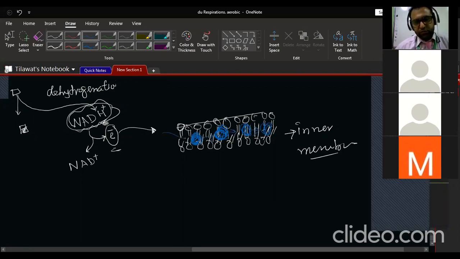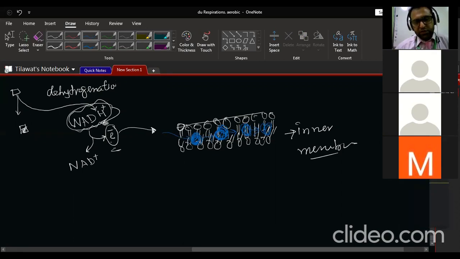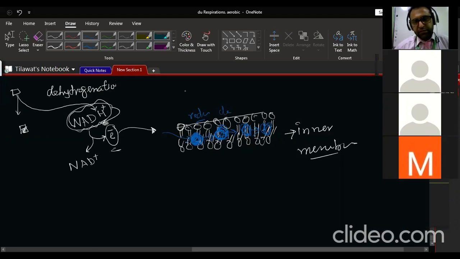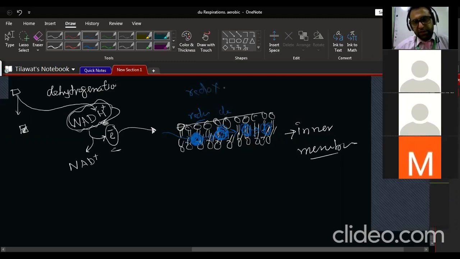It means, when it lost electron, what happened with this? It becomes oxidized. This protein molecule becomes reduced. So after that, it will move toward another. It will reduce this one, and this one remains oxidized, right? It means a redox reaction is happening. And during that redox reaction, what is happening?